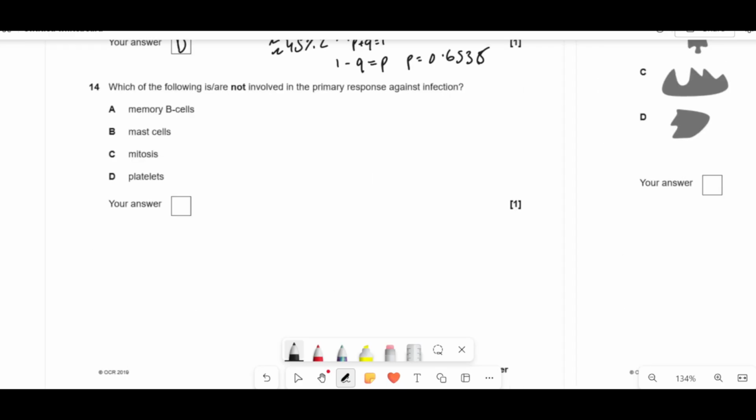There you go. So now it says which one's not involved in the primary response against infection. So primary means it's in your body for the first time, never been seen before. So immediately memory B cells is out because you don't like where they're coming from.